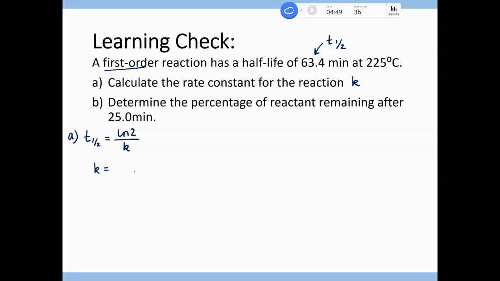So k is equal to, just rearranging, natural log of 2 over half-life. So this is natural log of 2 over 63.4 minutes. Plugging that into your calculator, k is 0.0109 minutes to the negative first power.